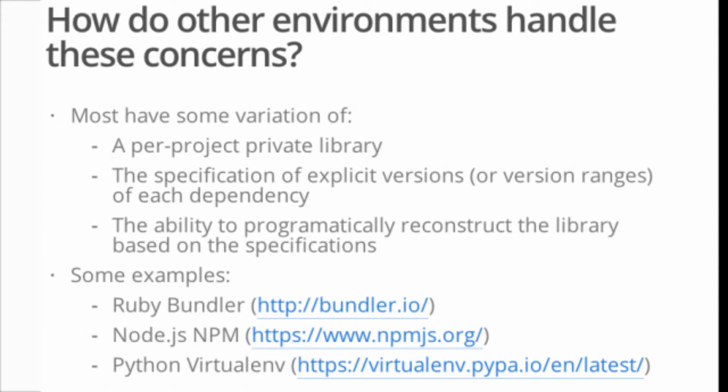Many other environments deal with these issues, and this is by no means an exhaustive list. But basically most environments have some variation on a per project private library, some way to specify I want these versions of packages explicitly, and then the ability to say, given that specification, reconstruct the project so that it has all those packages. You have Ruby Bundler, NVM, Python Virtualenv, and they vary in their approaches and they don't overlap exactly with each other, but it's sort of the same theme.